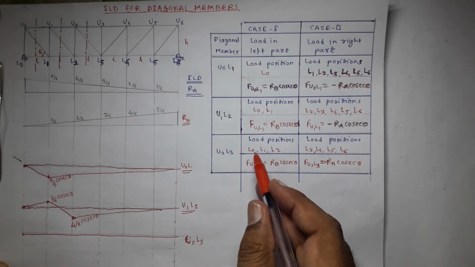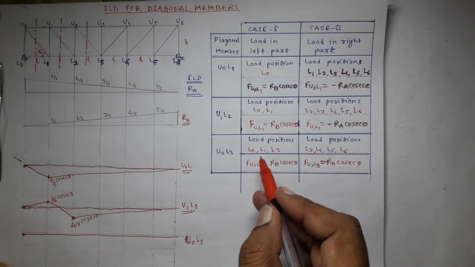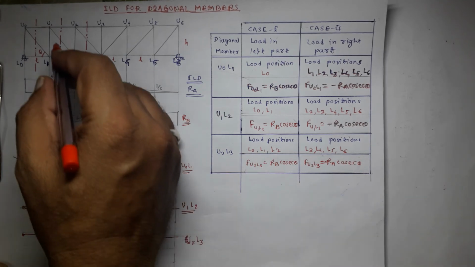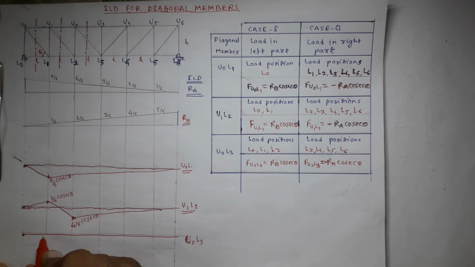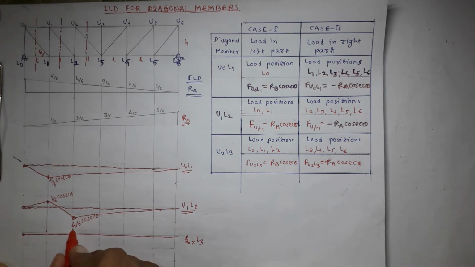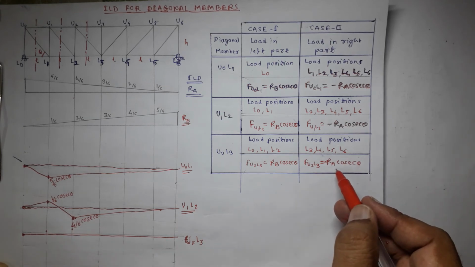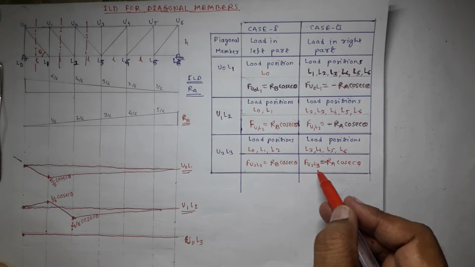Now when the load is at L0, RB is what? 0. So I am marking it. It is 0. When the load is at L1, RB is 1 by 6. When the load is at L2, it will be 2 by 6. And then when the load moves to the right part, RA will govern the value of force in this member.